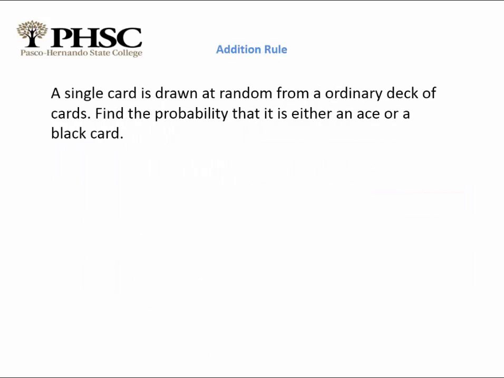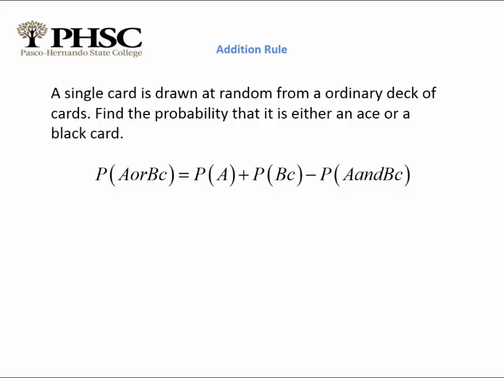Now, the next thing we're going to talk about is the other addition rule. A single card is drawn at random from an ordinary deck of cards. Find the probability that it's either an ace or a black card. So what we're looking at here is the probability of an ace or black card, and that's going to be the probability of an ace plus the probability of a black card minus the probability of an ace and a black card.